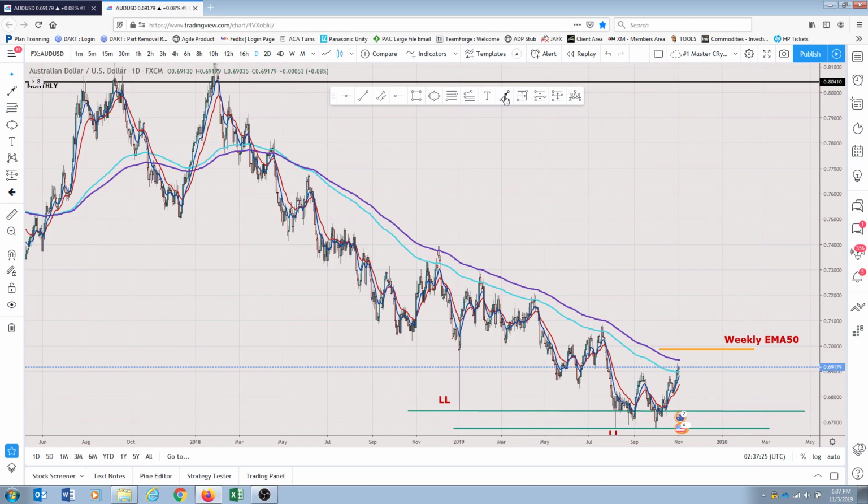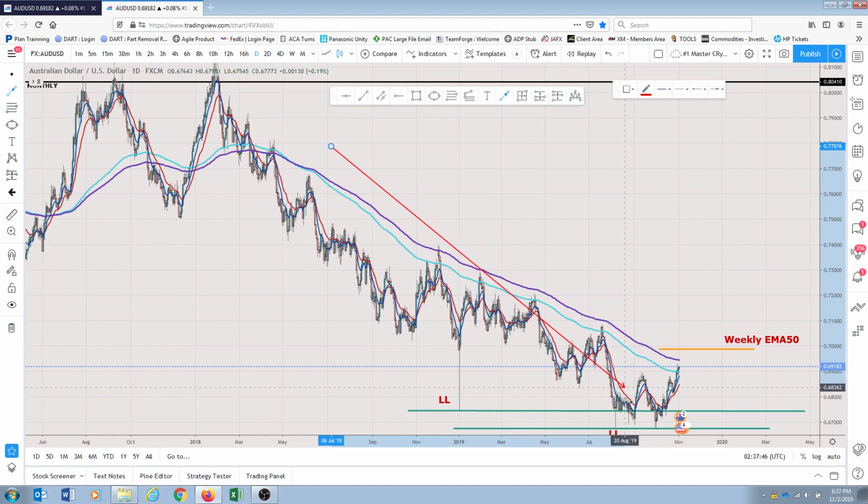Look what price has done for a long time. It fell below it, found resistance here, and then dropped below it. Found resistance, dropped below it. Found resistance, dropped below it, again and again. Now I'm sounding like a broken record, but we're approaching this level again, right?